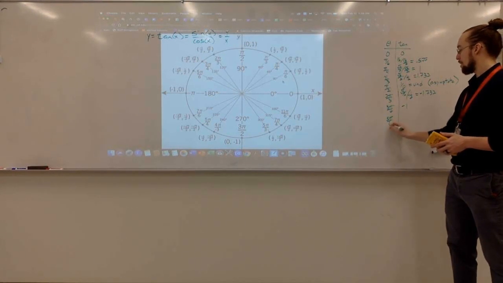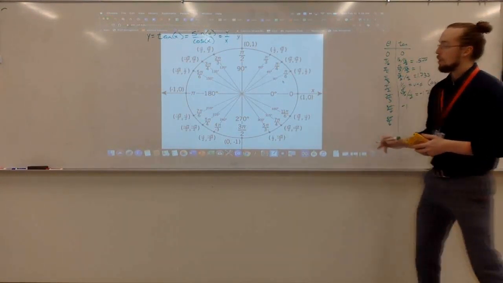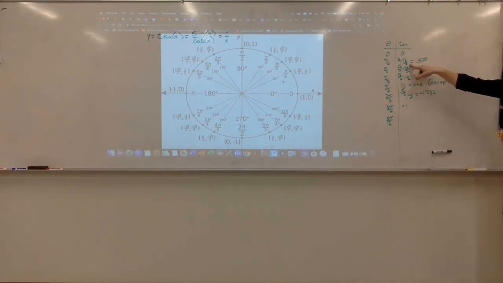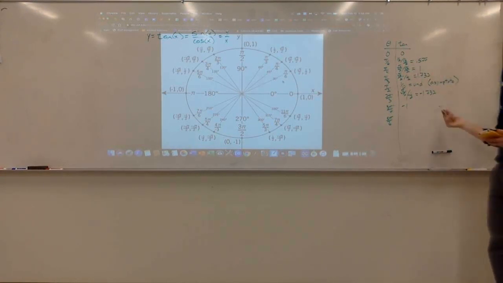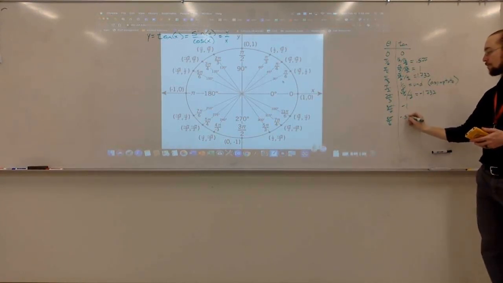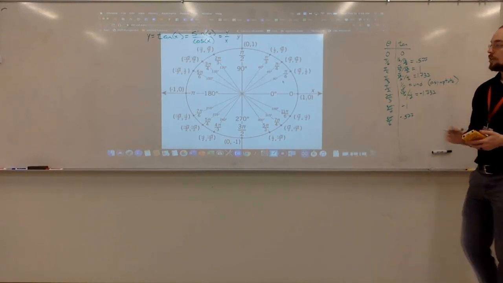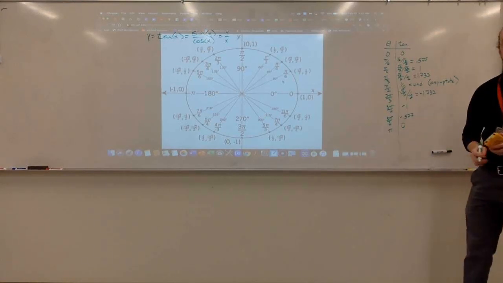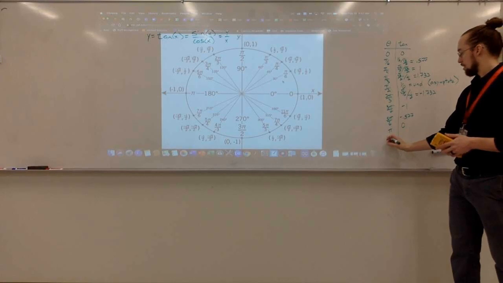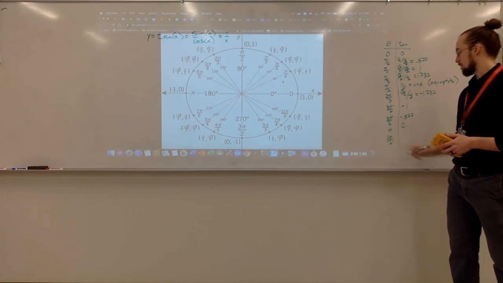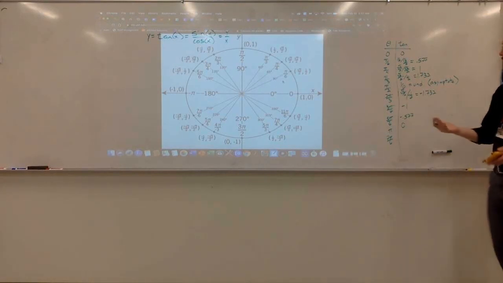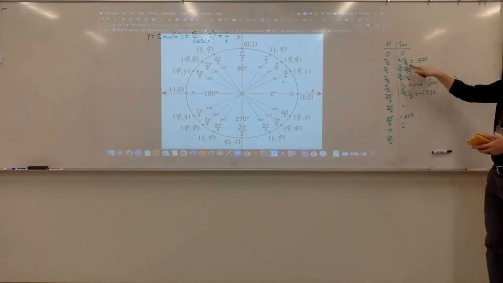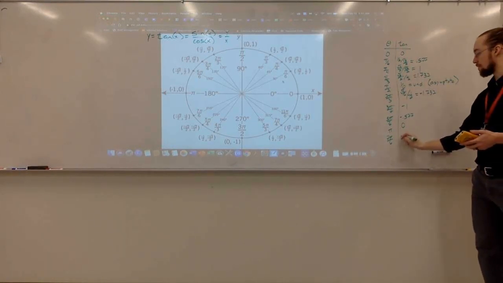Then at 5 pi over 6, we'll have 1/2 over negative square root of 3 over 2. We already calculated 1/2 over square root of 3 over 2 to be 0.577, so this will be negative 0.577. Then at pi, we'll have 0 over negative 1, so that'll be 0. 7 pi over 6, negative 1/2 over negative square root of 3 over 2. So that's going to be positive 0.577.